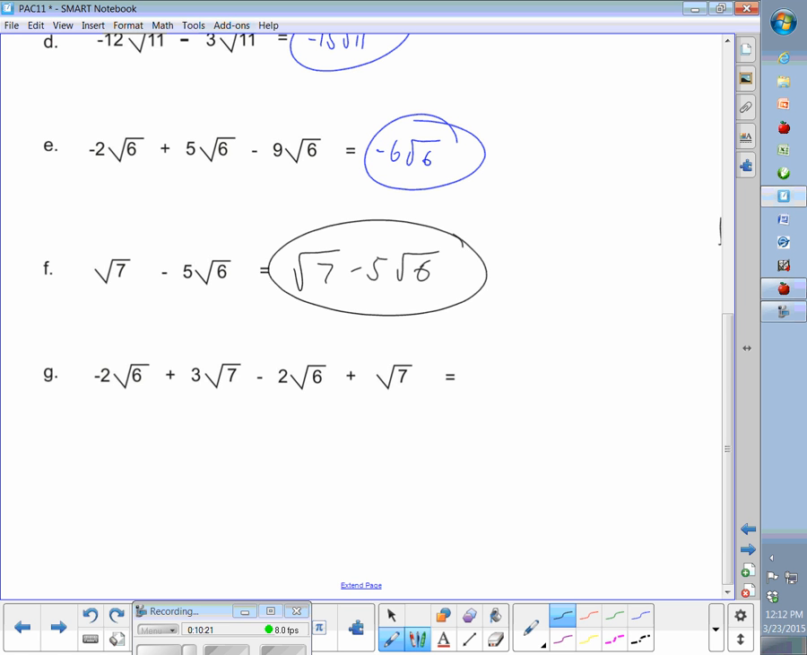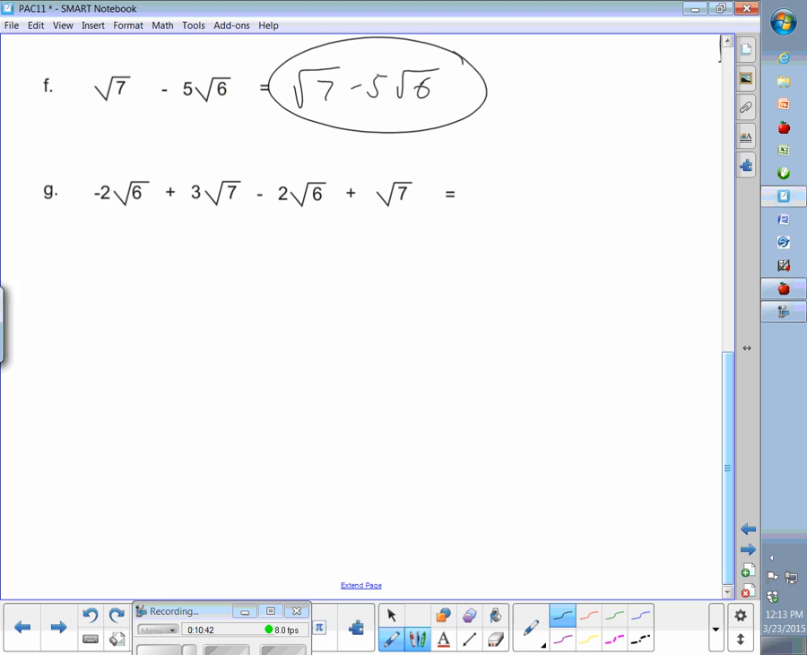We really can't add them. They're not like radicals. They're both square roots. The index matches, but the radicand doesn't match. Can't add them. Just like you can't add 5 marbles and 3 Oreos. They don't add. Okay, so now we're thinking of our like terms aspect. So then you can do G, right? Try G. You guys know how to do G. Do G.